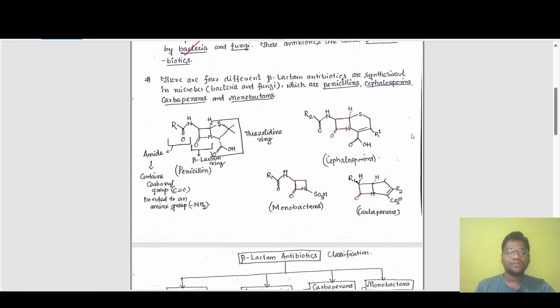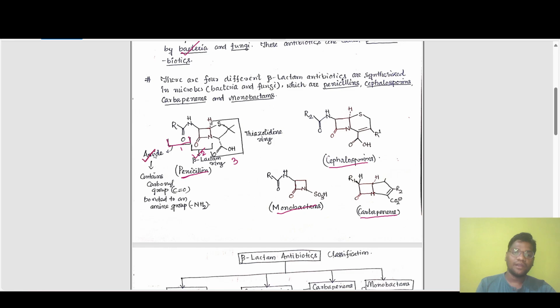In total, there are four different types of beta-lactam antibiotics. One is penicillin, another is monobactam, the third is cephalosporin, and the fourth is carbapenems. In penicillin, you can see three parts in the structure. One part here, a second part, and a third part. The center part is the beta-lactam ring, and adjacent to it are two ring structures, one on each side of the beta-lactam ring.